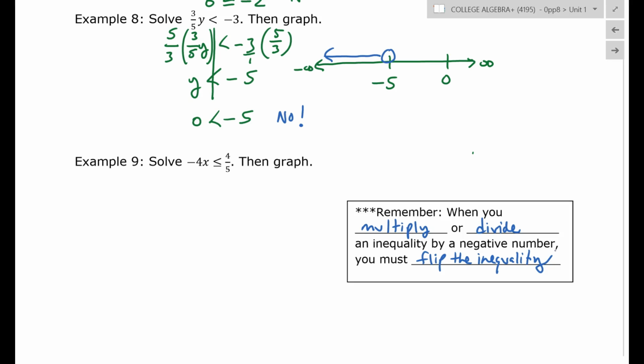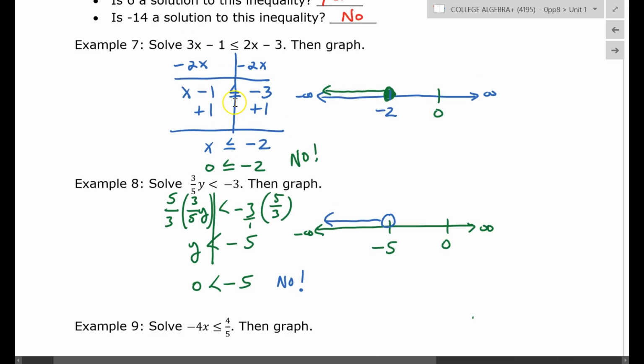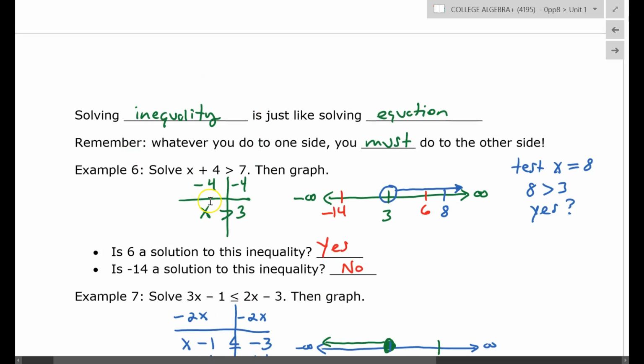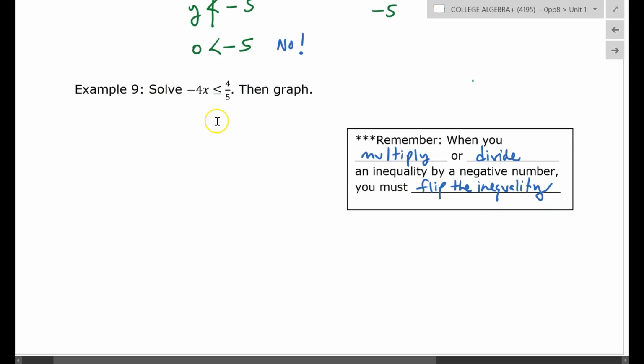So here's the deal. The only time that's ever going to happen is in that last step. Like with this one here, I had to multiply by 5/3. With this one right here, I didn't do any multiplying or dividing. With this one right here, I didn't do any multiplying or dividing. But if I gave you this problem right here, in order to get x alone, I would have to divide by -4, right? So that's dividing by a negative number.